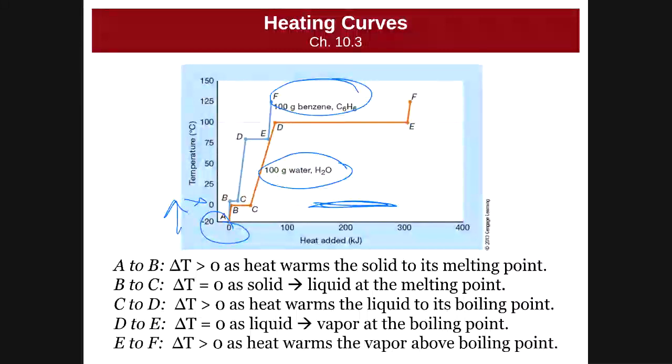It's a horizontal line, and the solid is being transformed into a liquid at that melting point. Okay, so now we're going to look at C to D.